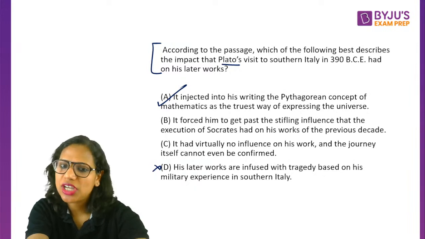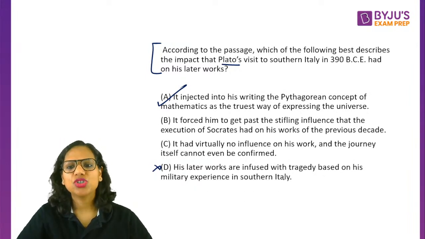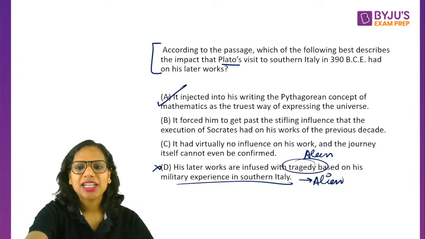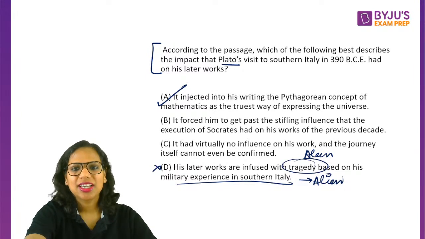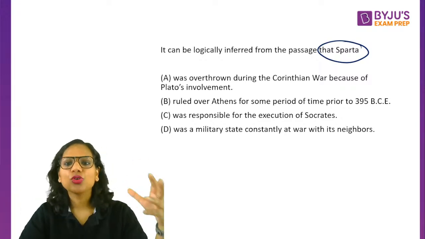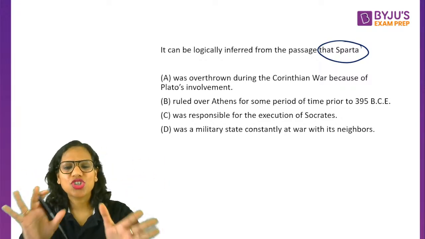Okay, and most of you said A only. D, no. Tragedy, not given, alien. Military experience in southern Italy, not given, again alien. There's only one correct answer here, and it was a direct question. Now, let's go back in this one, so that we know how to go back, how to check.